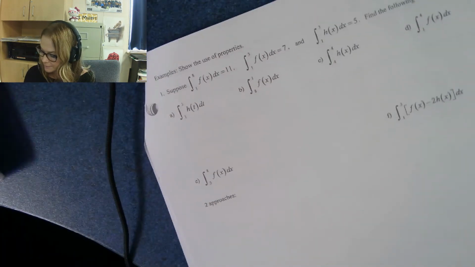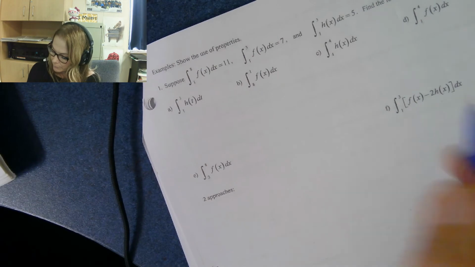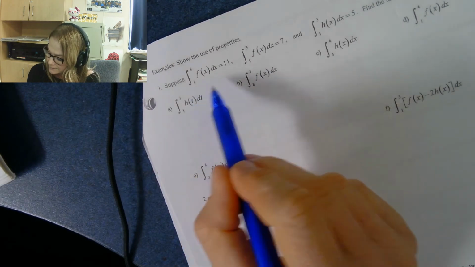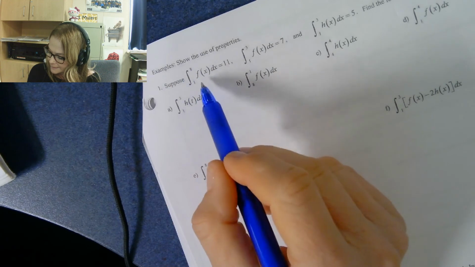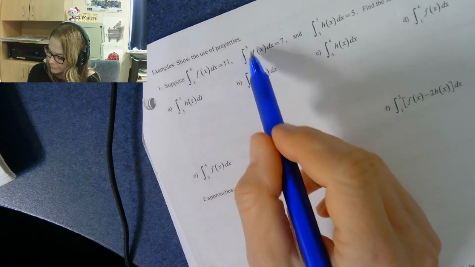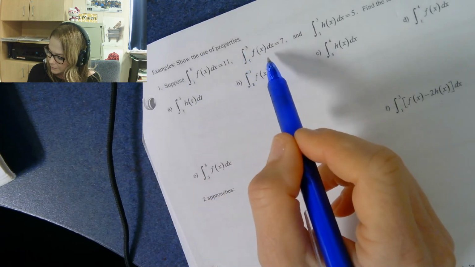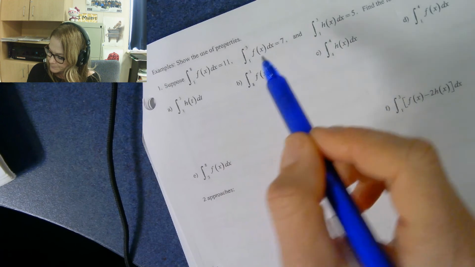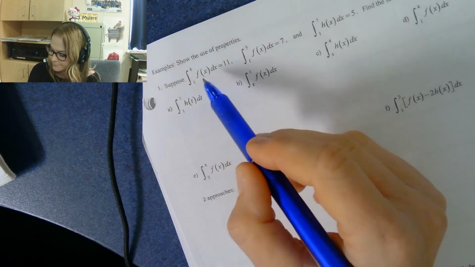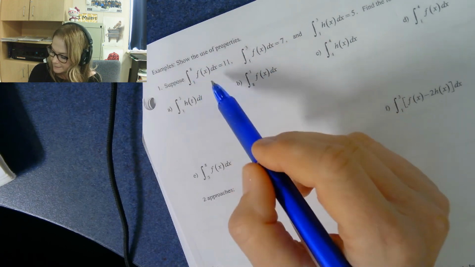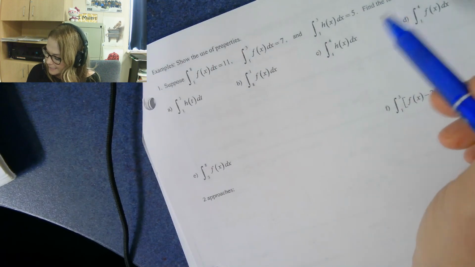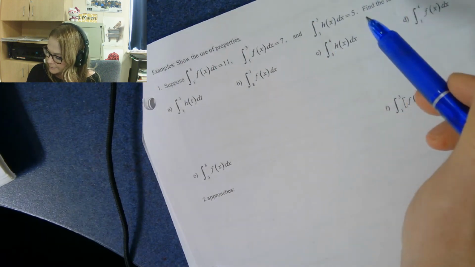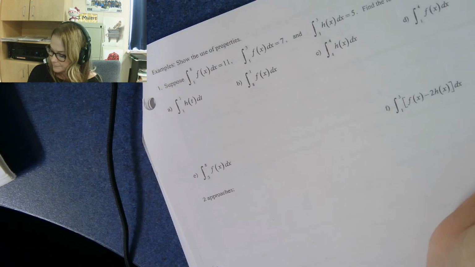Let's do some problems. Problems are fun. So we're going to show some use of the properties. Here they're giving us some givens. We know f from 1 to 8 is 11. We've got to look at the function names. F from 1 to 3 is 7. And h from 1 to 3 is 5. So find the following integrals.